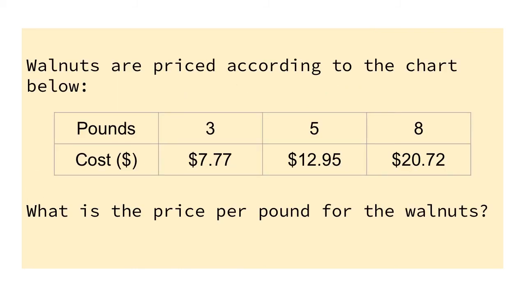Your last problem reads, walnuts are priced according to the chart below. 3 pounds will cost you $7.77. 5 pounds will cost you $12.95. And 8 pounds will cost you $20.72. I'm going to tell you that the rate, the price per pound, is the same no matter how many pounds you buy. So the question is, what is the price per pound for the walnuts? Pause me while you work this out.